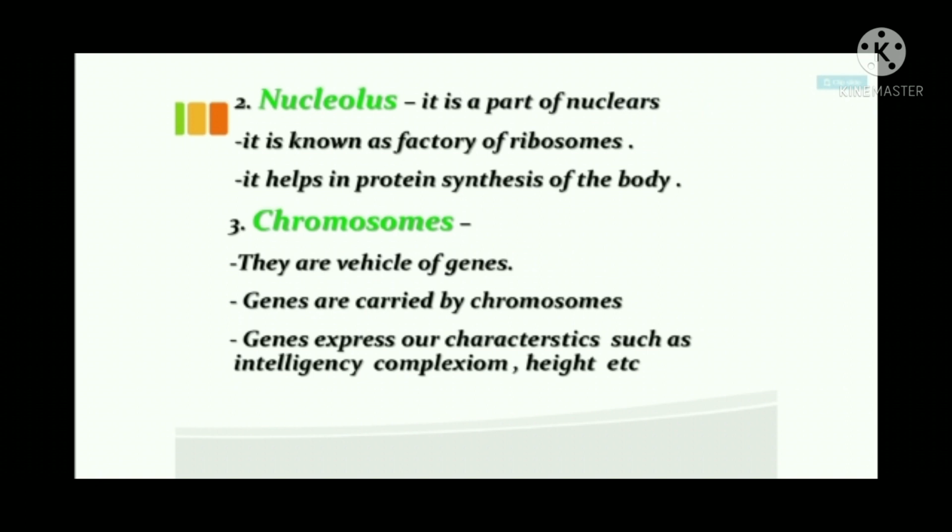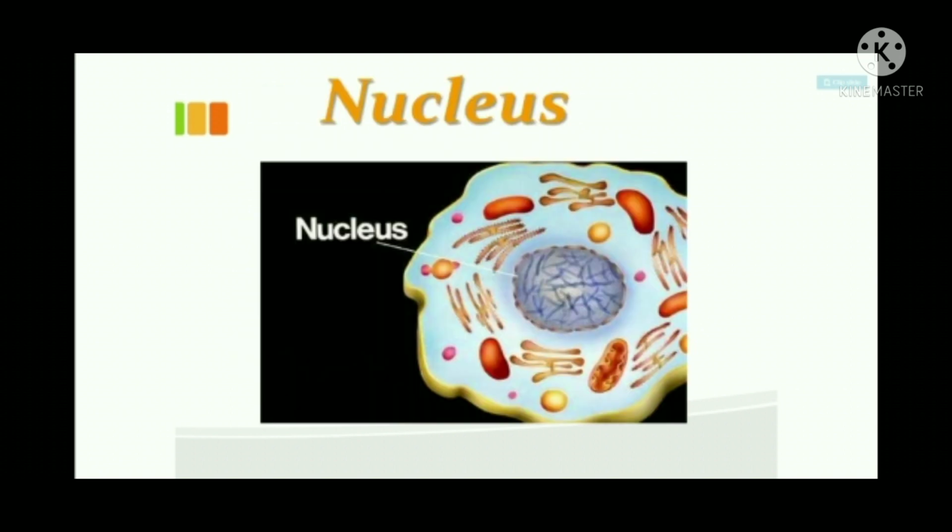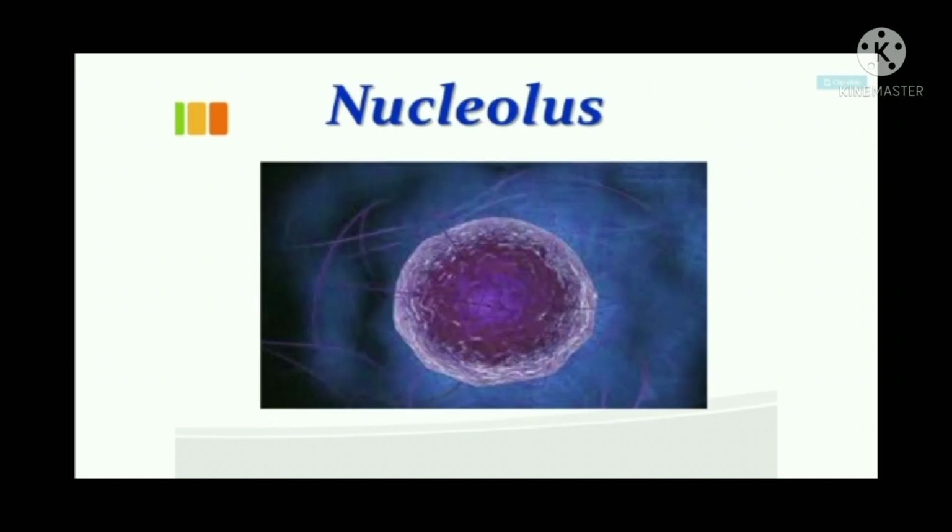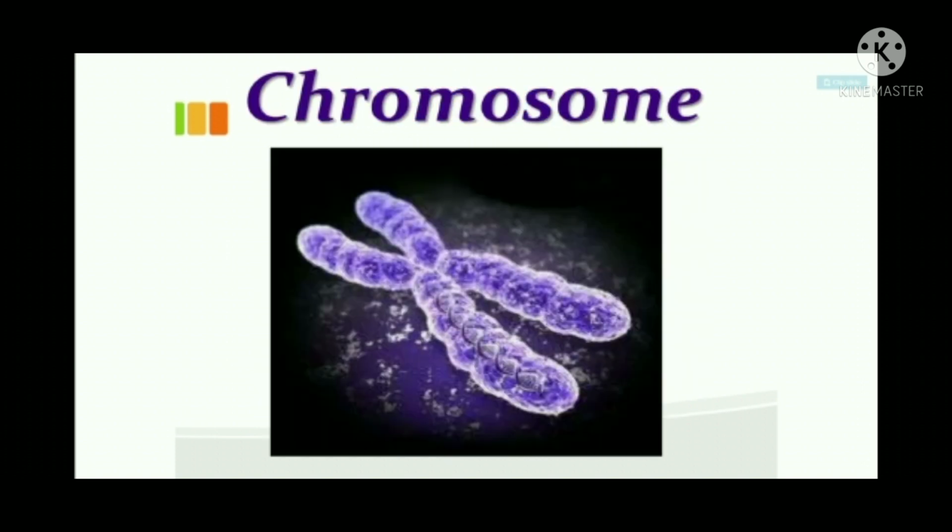Chromosomes. They are vehicles of genes. Genes are carried by chromosomes. Generally, they express our characteristics such as intelligence, comprehension, and height, etc. Nucleus, you can see here the nucleus. It is spherical in shape. Some curves are there. Chromosomes, these are chromosomes.